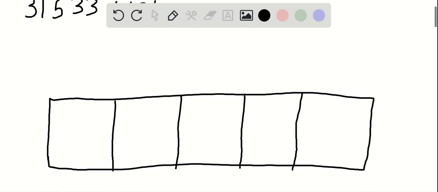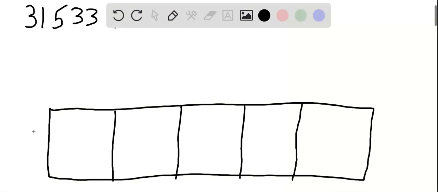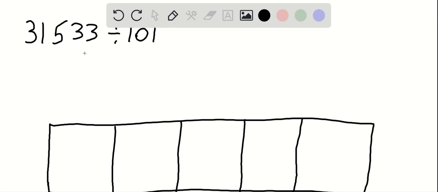So here is our 10 to 1 machine. In our 10 to 1 machine, the first box is always worth ones, and then tens, hundreds, thousands, 10,000s, and so on. So for 31,533, we need five boxes. We have to go up to 10,000s.